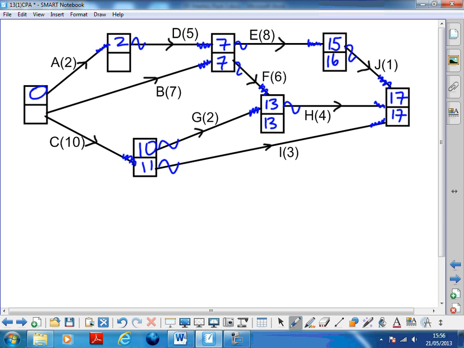This has only got one thing coming out of it. 7 minus 5 is 2. And this last one's got three things coming out. 1, 2, 3 things to consider. 2 minus 2 is 0. And 7 minus 7 is 0. And 11 minus 10 is 1. But I want the smallest, which is 0.